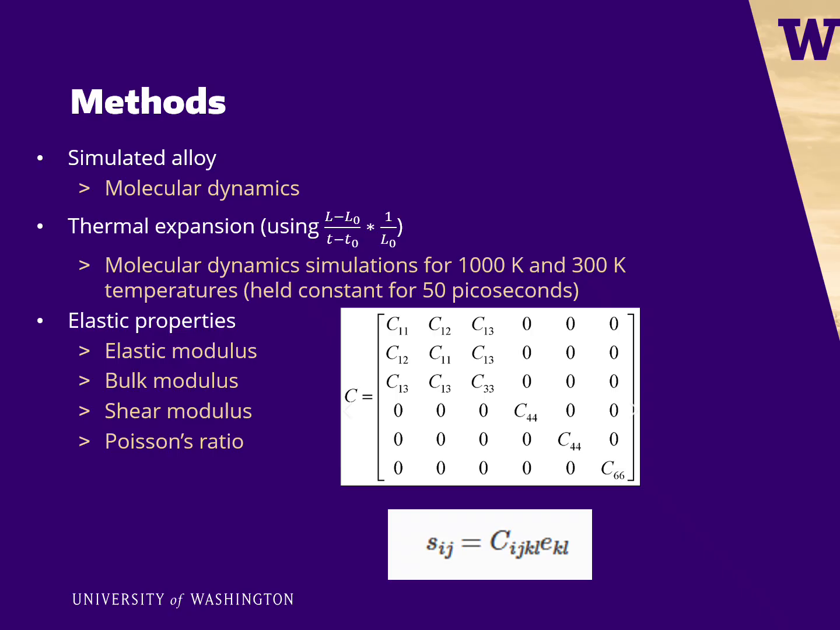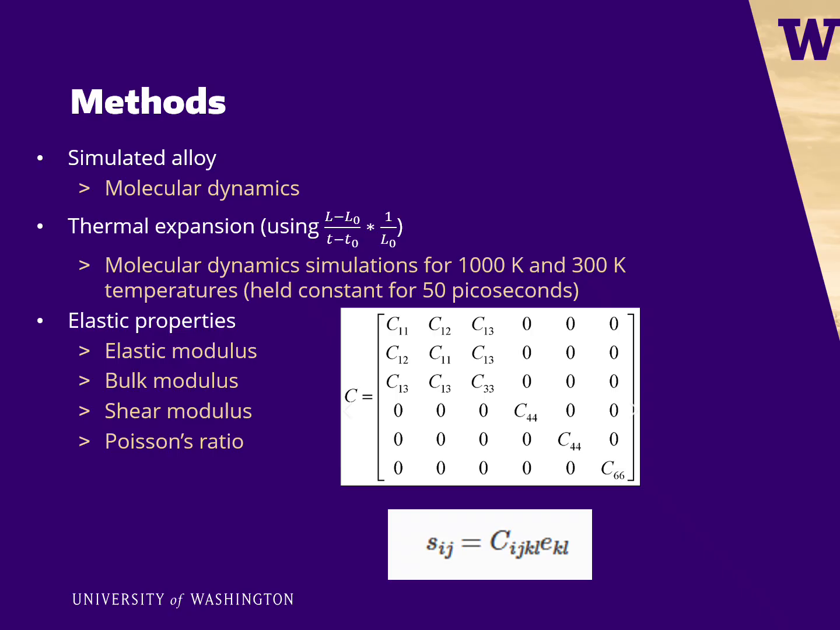The first calculations done were the lattice constants. They were used for the thermal expansion calculations in the formula (L minus L naught) over (T minus T naught) times 1 over L naught, where L naught is the lattice constant and L is the change in the length of the simulation box. 2 simulations were run to calculate thermal expansion. One was at 1000 Kelvin and the other was at 300 Kelvin. The temperatures were held constant for 50 picoseconds. The volume of the simulation box changed based on the temperature in both simulations, so the difference in volume was calculated.